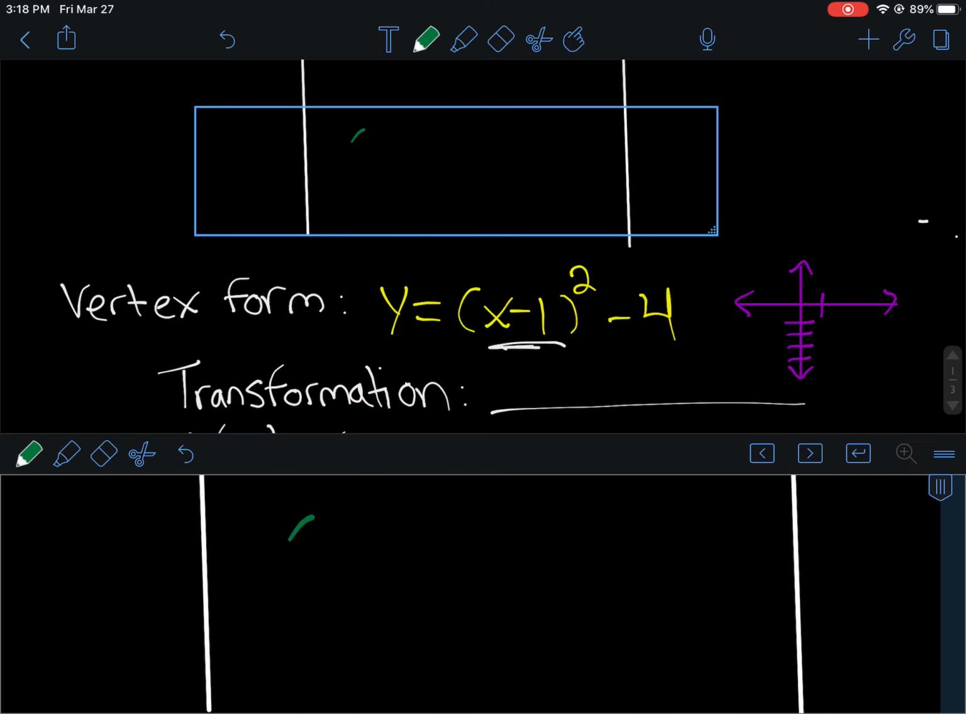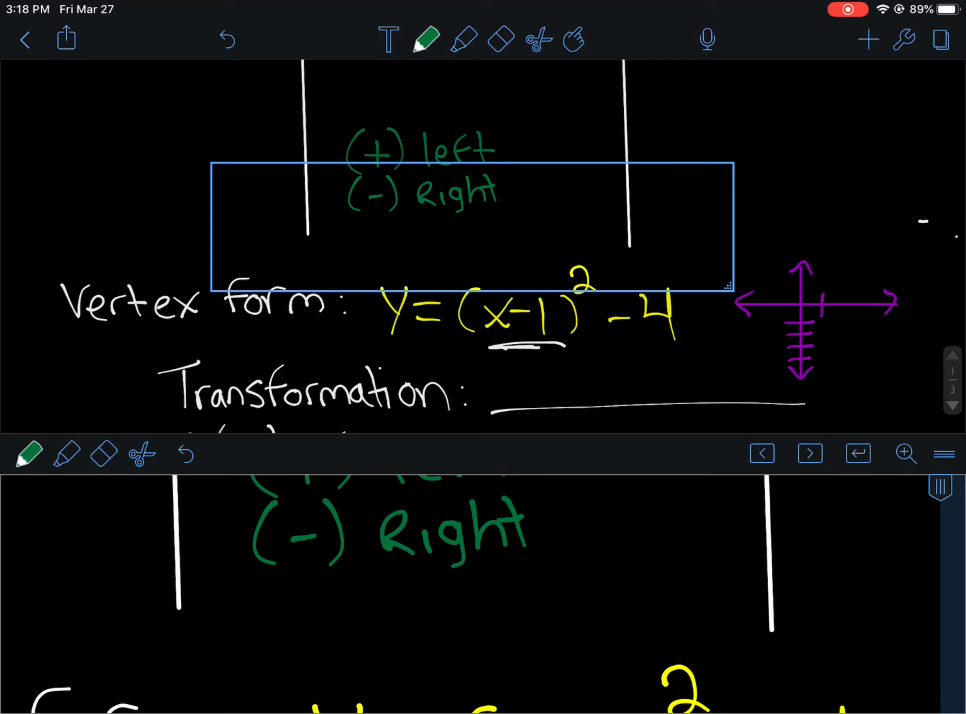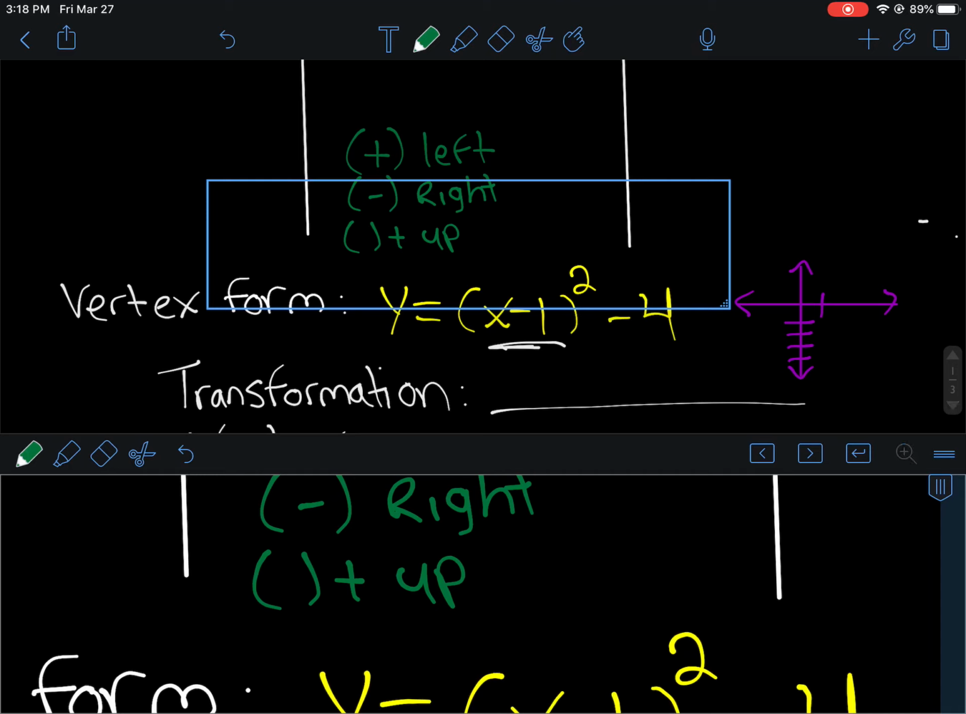Remember, if it's positive inside, so if you're adding inside, that's going to make it move left. If it's subtraction inside of the parentheses, then you move right. If it's addition outside of the parentheses, it would be up. And if it's subtraction outside of the parentheses, it was moving down. So again, these are your transformations.